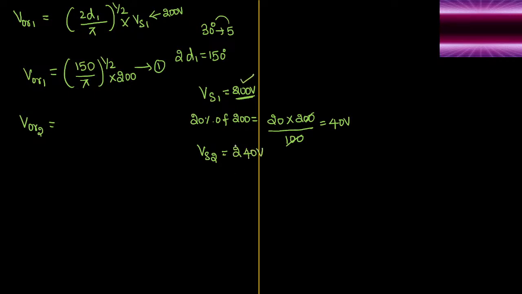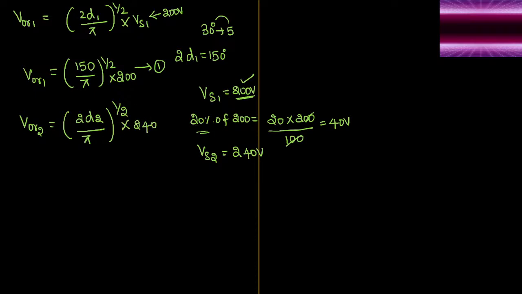Already it has 200. Now further we are increasing it by 20%. 20% of 200 is 40. Further it will be reaching 240 voltage. So supply voltage will become 240 now. So case number 2, the pulse width will be considered as 2D2 upon pi whole power 1 by 2 and the supply voltage is going to be 240.